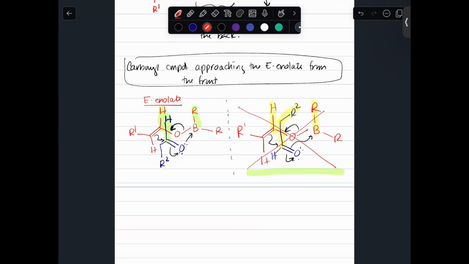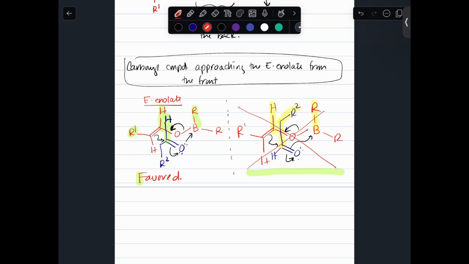Again, very similar to what we saw in our previous lecture. The only difference is this R1 group. That's it. Because it's the E-enolate as opposed to the Z-enolate. Same rationale. So because it is the same rationale, this is really great practice for you to draw six-membered rings. So this is our favored transition state.